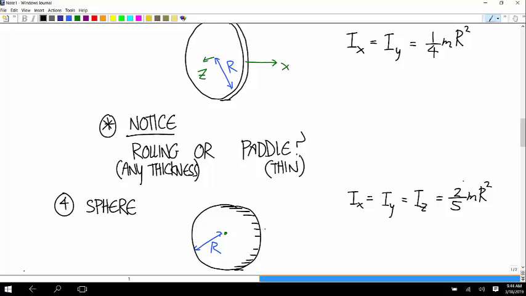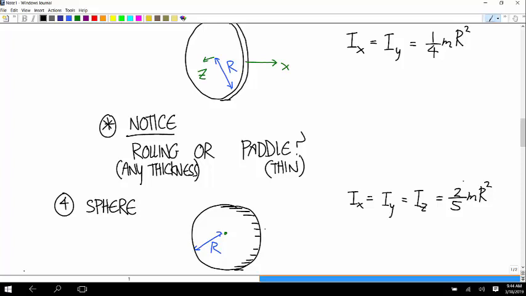Yeah, so for something rolling, think of a disk when it's rolling. That formula for the rolling disk works for any thickness. So if you're talking about a rod, even if it's slender, but you're talking about it rolling about that x-axis, then just treat it as a disk. Okay.